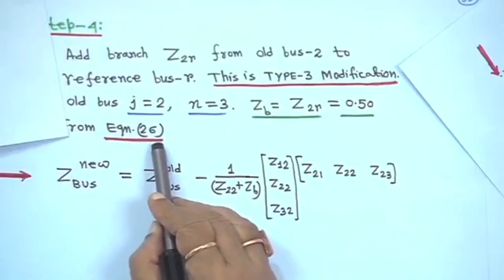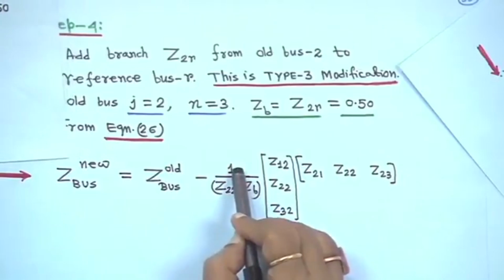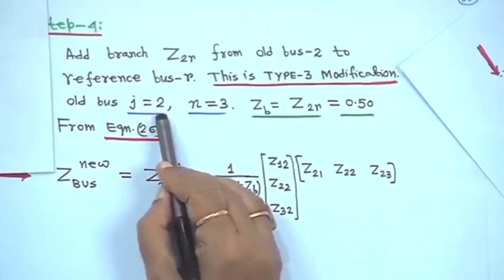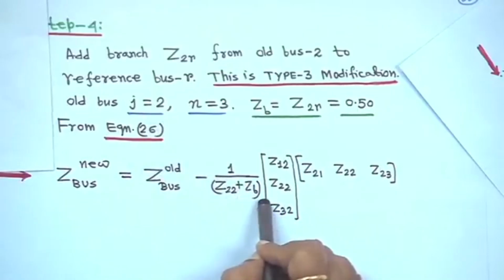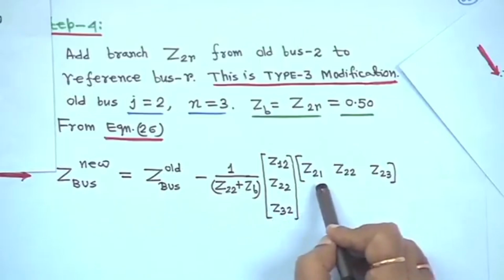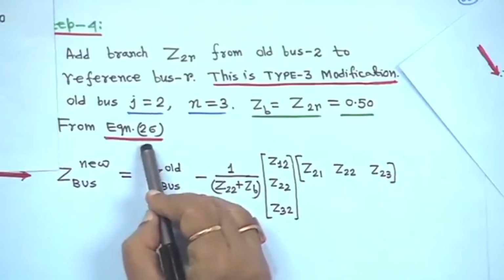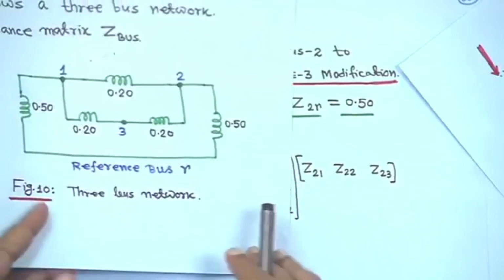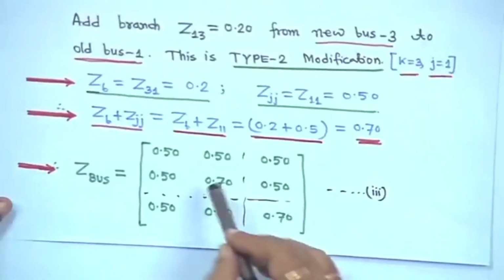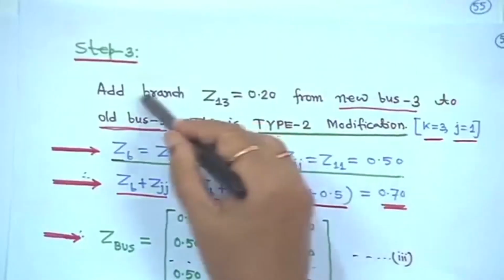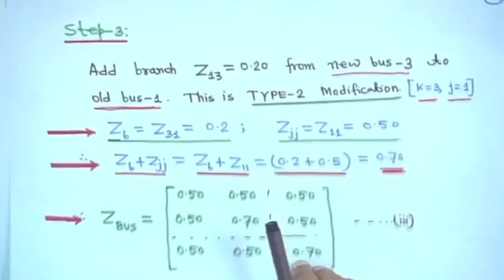That is a huge equation, but it is only a 3 bus problem. It will become 1 upon Z22, that is ZJJ plus ZB, j is equal to 2. So, Z22 plus ZB, this is Z12, Z22, Z32 and this is Z21, Z22, Z23 only from this equation. All these Z12, Z22, Z32 are known from your step 3 calculation, right. All these things are known.